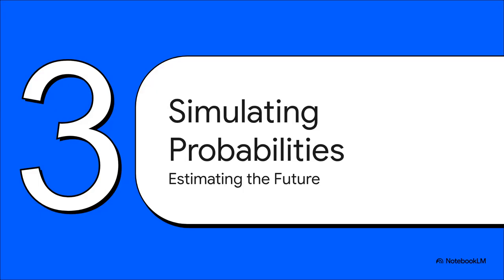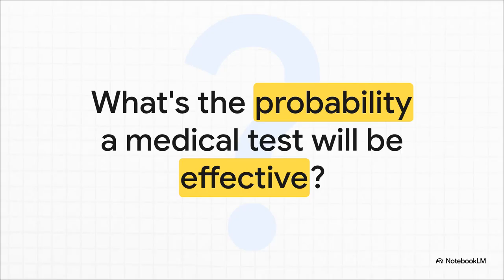All right, finding areas is cool and all, but this idea is so much bigger than just geometry. We can also use it to peek into the future, to estimate the chances of something happening. Let's say, for example, you've created a new medical test. You need to know how powerful it is. Basically, how good is it at catching a disease when someone actually has it? Trying to figure that out with a formula can get really, really messy.